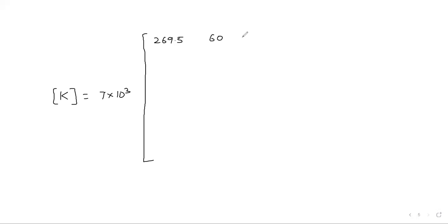So I am going to write the final value of the stiffness matrix that you will get after multiplying this. That K matrix is going to be of size 6 by 6, and the values are as follows. It is going to be 269.5, 60, minus 247, minus 20, minus 22.5, minus 40.